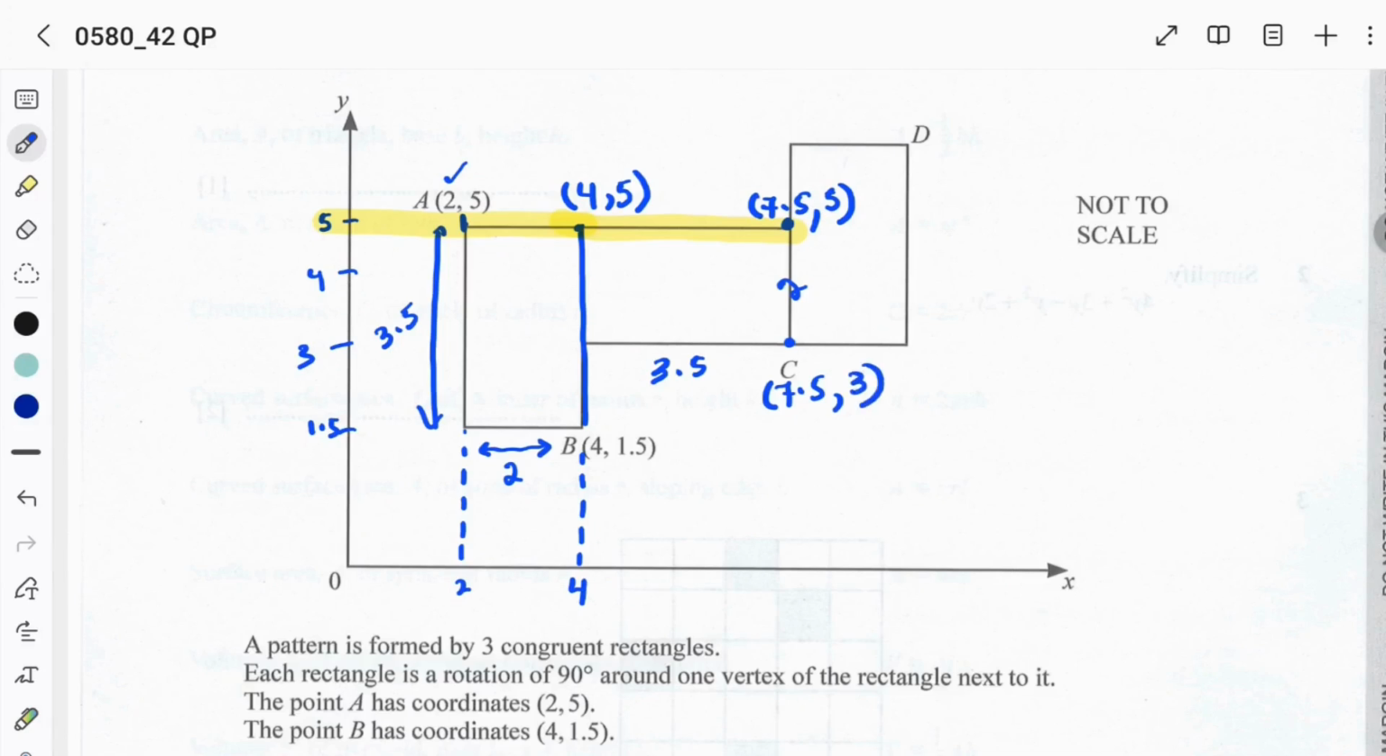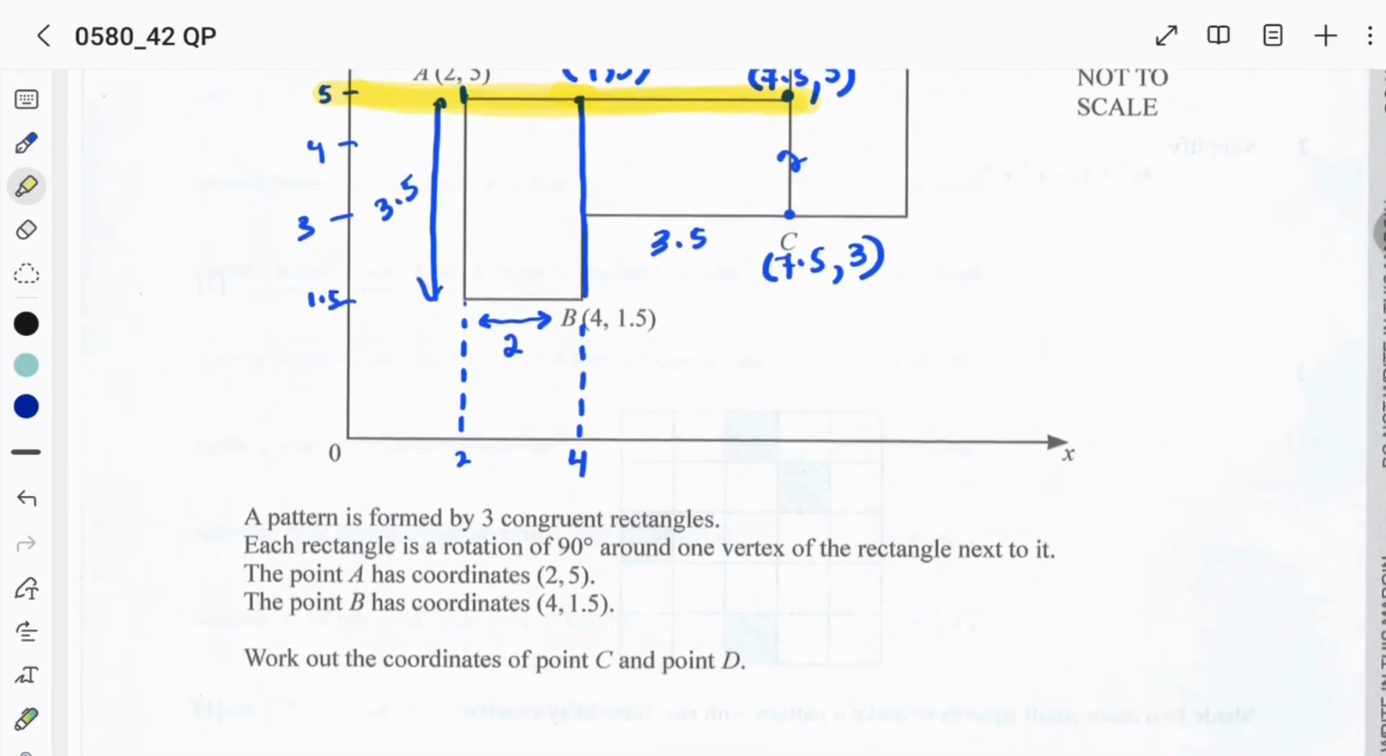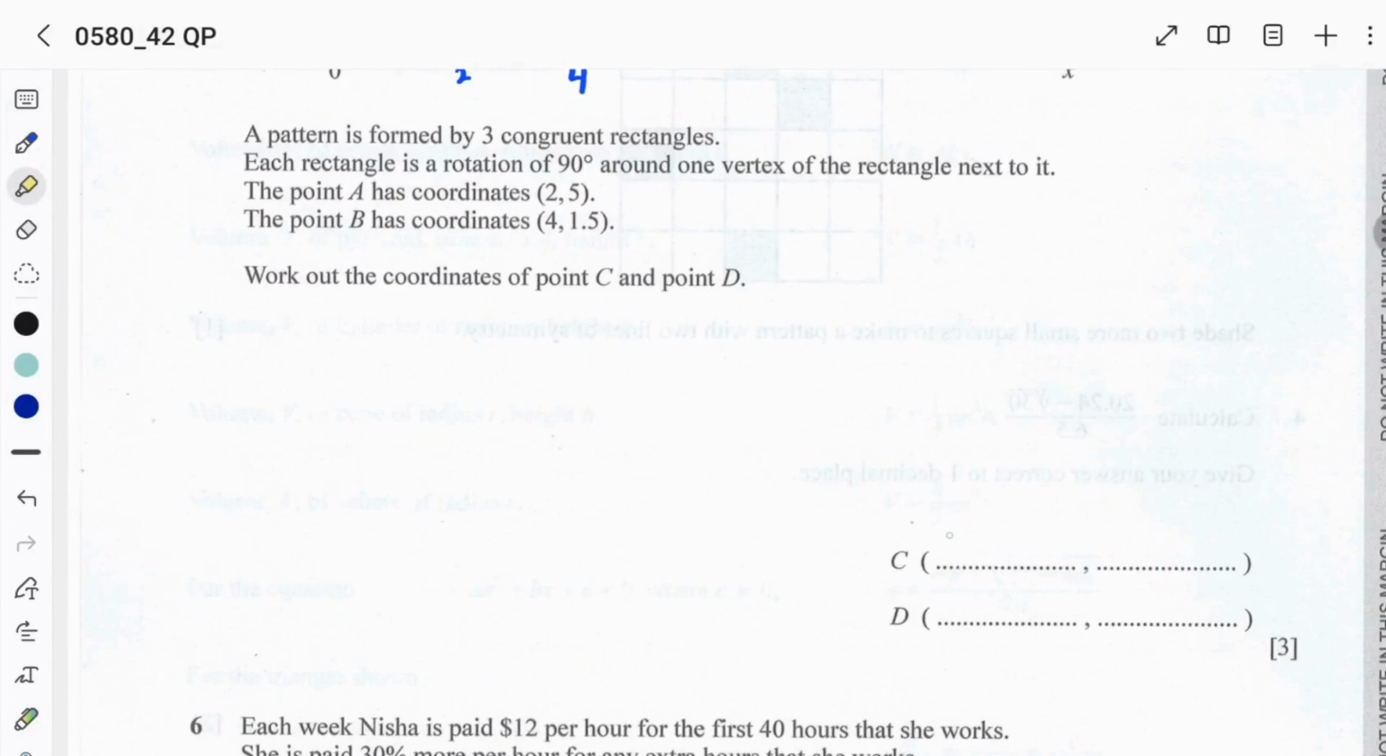I'm explaining again. So first of all, we found the length and width. It was 3.5 and 2. And then accordingly, whatever the coordinates are coming in this line, they remain. Y coordinate is the same, 5. And if the length or width are 3.5 and 2, we are adding or subtracting accordingly. So the coordinates of C we have found: this is 7.5 comma 3. Now we are looking at the next part, which is D.